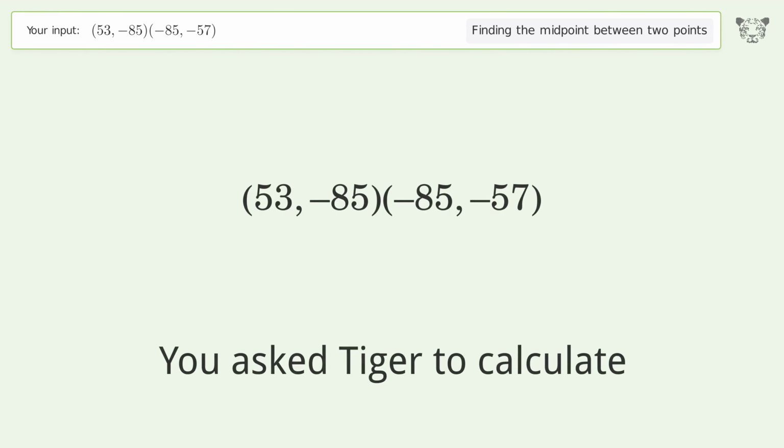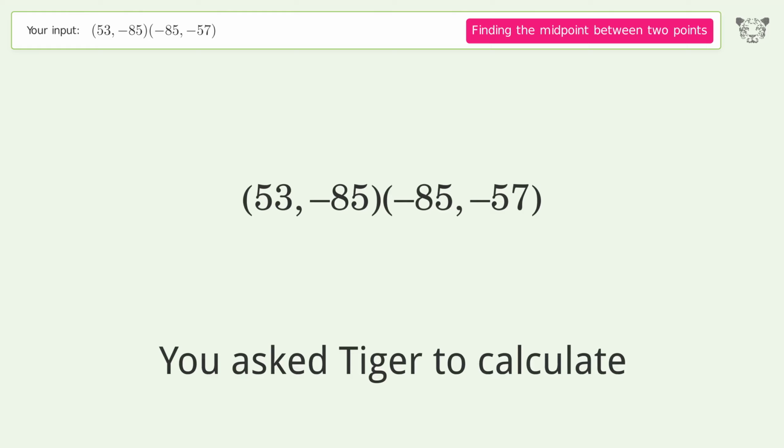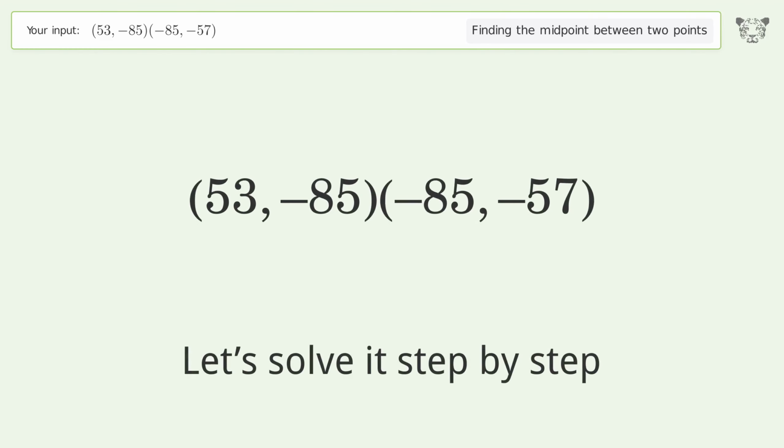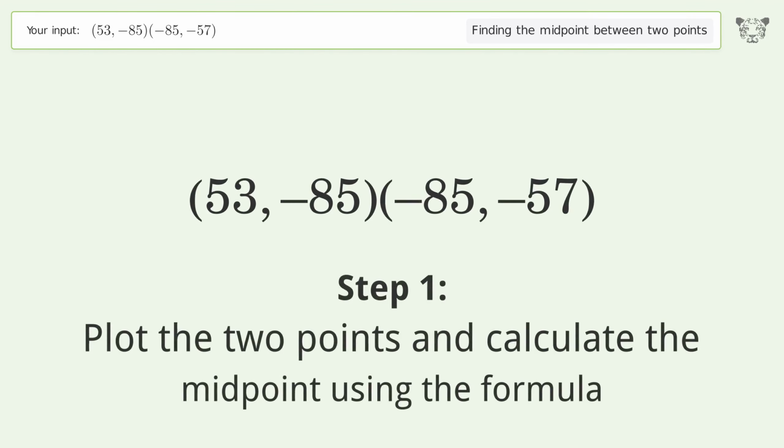You ask Tiger to calculate. This deals with finding the midpoint between 2 points. The midpoint between the 2 points is -16, -71. Let's solve it step by step. Plot the 2 points and calculate the midpoint using the formula.